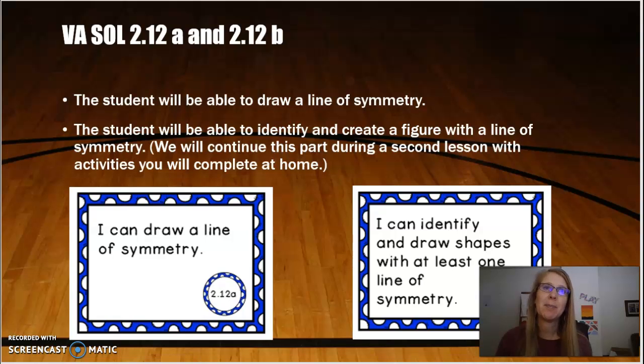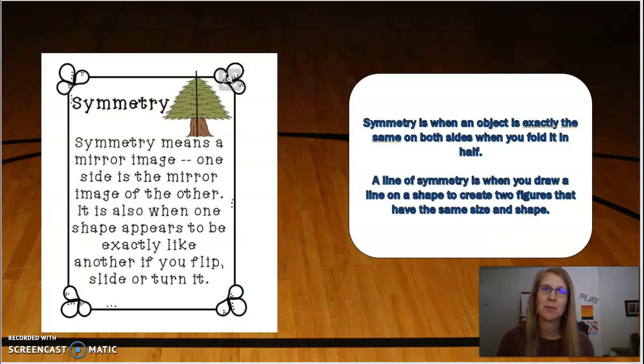So let's start talking about what symmetry is first. A couple different ways to think about it. One on the left here with the tree shows a big, tall evergreen with a line going straight down the center. And it says symmetry means a mirror image. One side is the mirror image of the other. So if you notice on that tree, if you folded the tree in half on that line, it would fold and be the same on both sides.